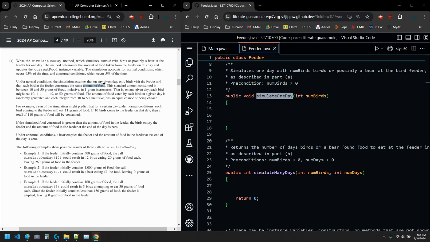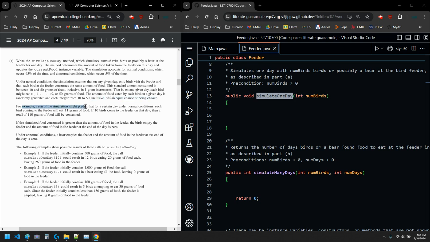So they eat the same amount of food every day, and the standard is between 10 and 50 grams inclusive, on any given day. So birds may eat 10 or 11 or 20 or 48 or 50 grams of food. And the amount of food eaten by each bird on a given day is randomly generated, randomly generated from 10 to 50, inclusive, watch that inclusive part, and has an equal chance of being chosen.